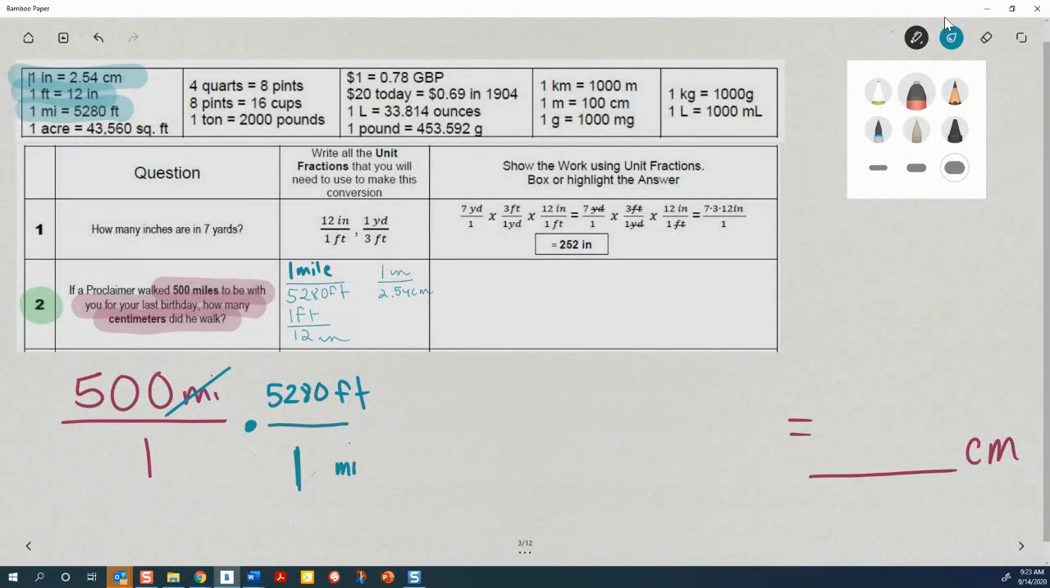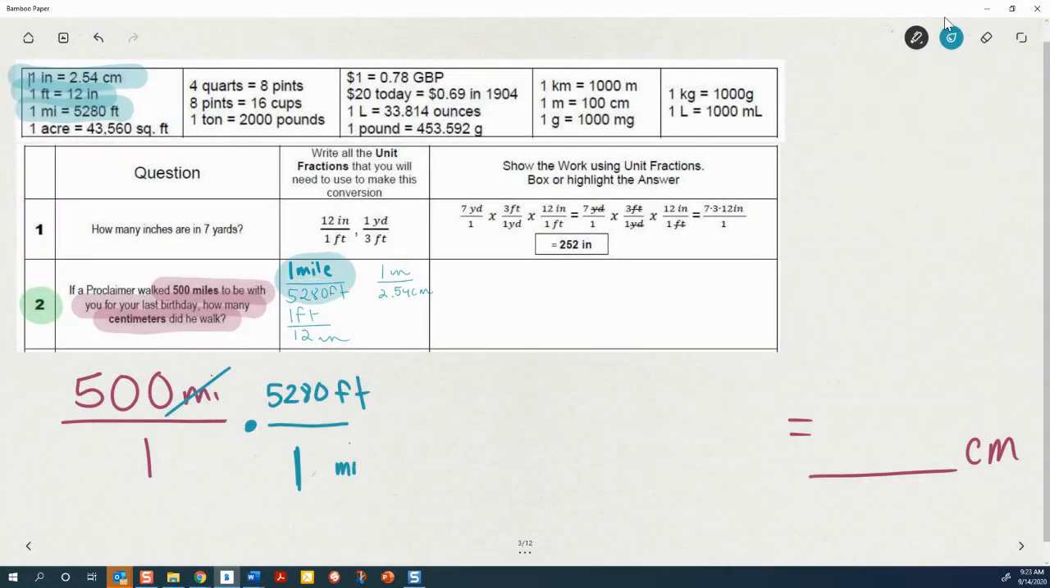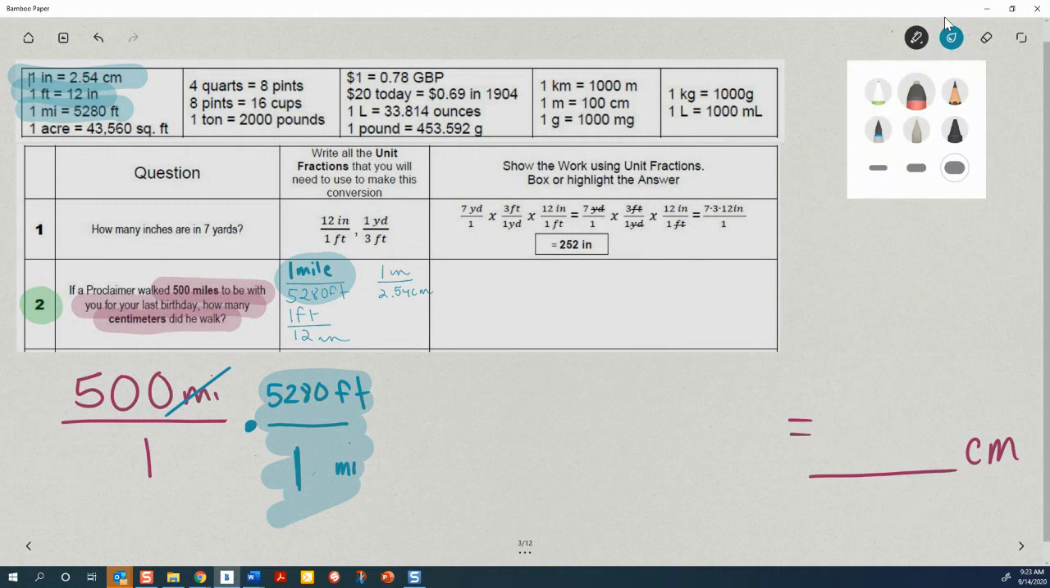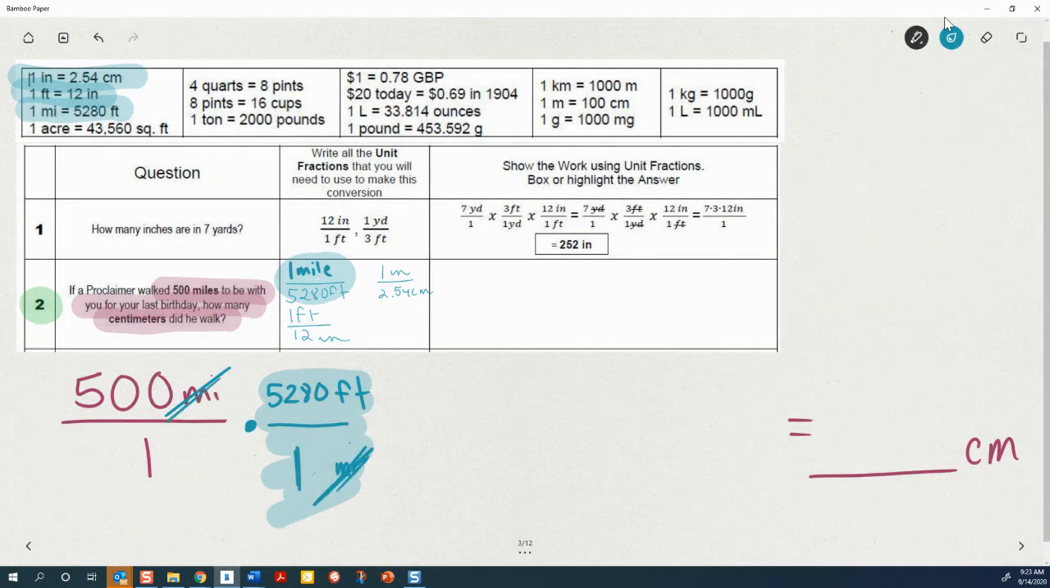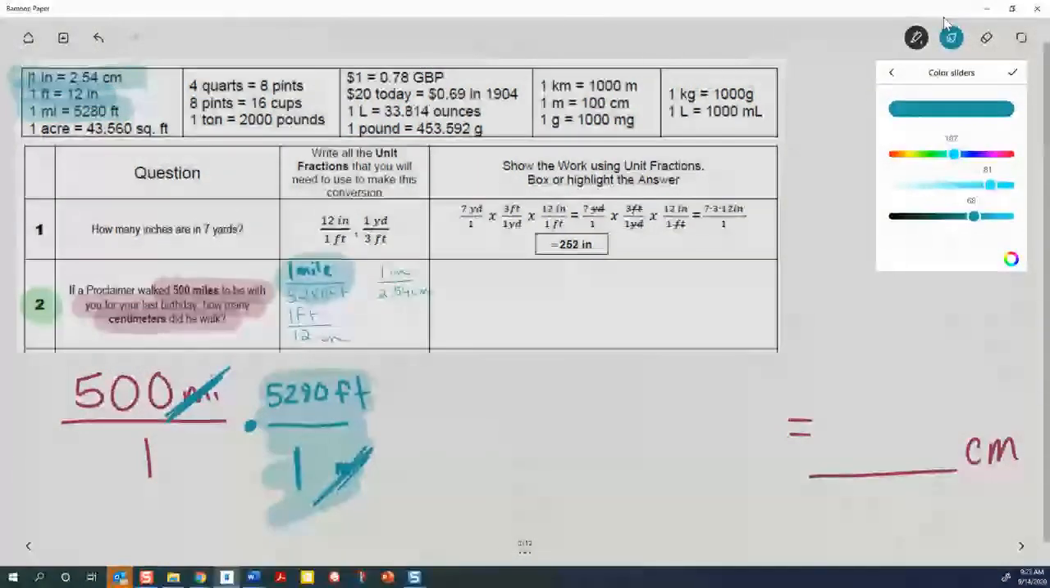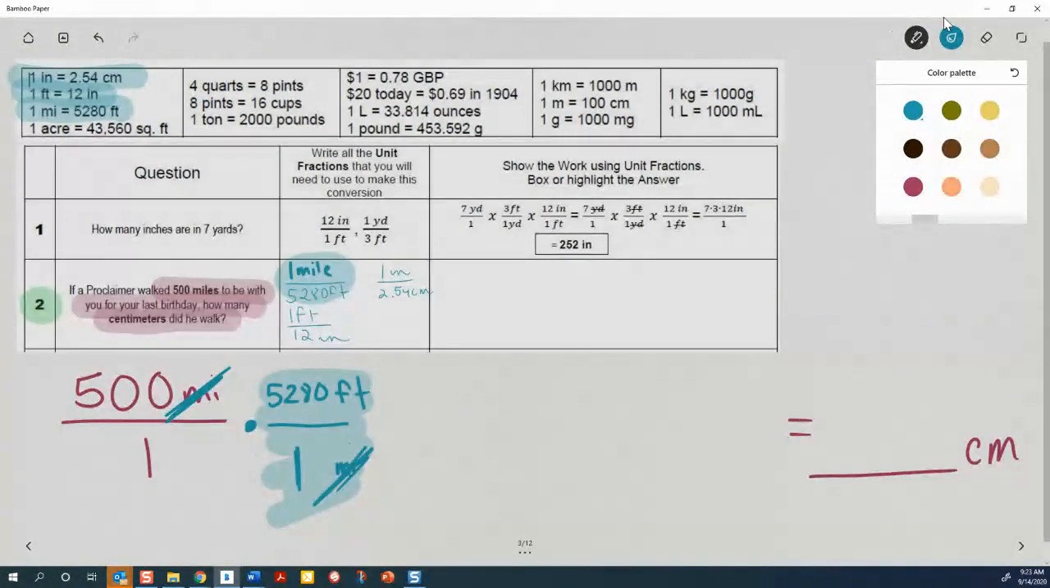So again, why did I choose to flip this from 1 mile over 5,280 feet? Because I want to be able to divide out this mile. So the mile had to be in the bottom in the denominator. So if the 1 mile's in the denominator, the 5,280 feet is equivalent to a mile, so it can go in the numerator. Let's move on to the next unit.